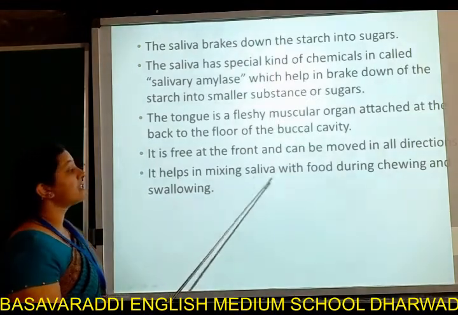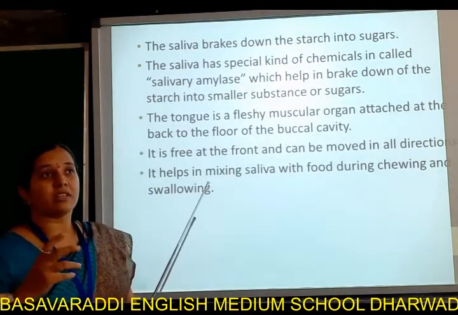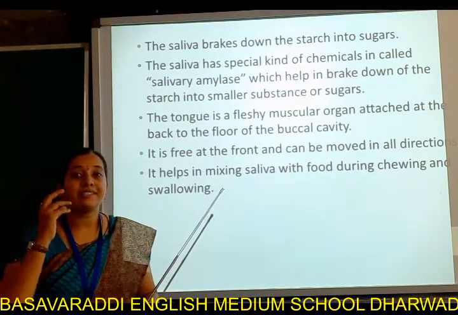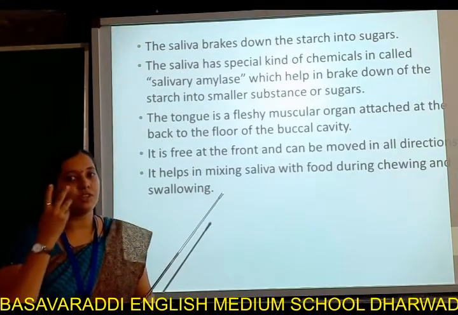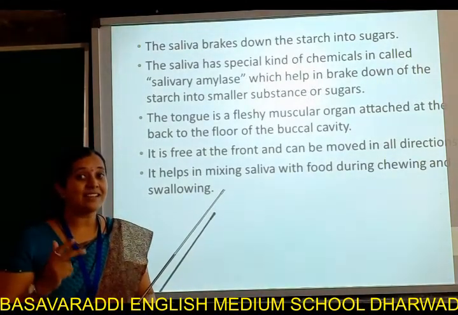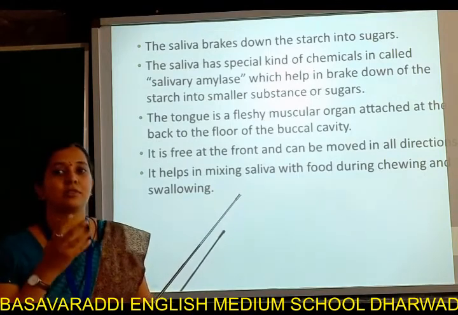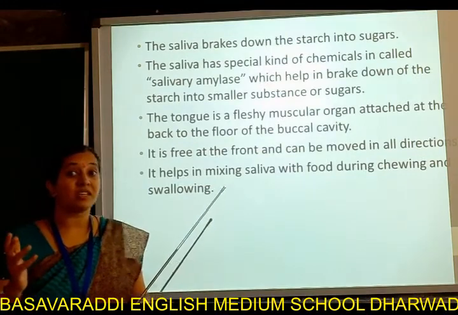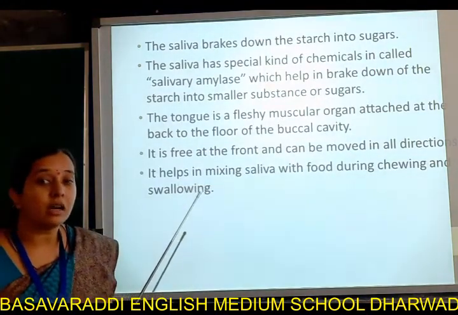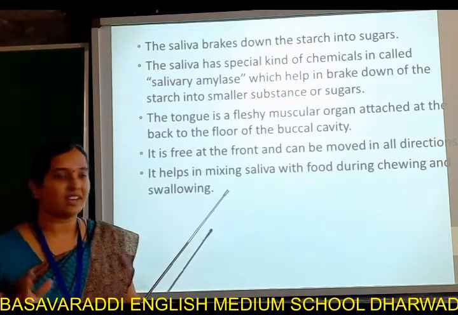It helps in mixing saliva with the food during chewing and swallowing. So the main function of the tongue is it helps to mix the food with your saliva, and secondly it helps you to swallow the food inside. Just imagine what would be the condition if we did not have the tongue. Unimaginable. Very difficult, right?